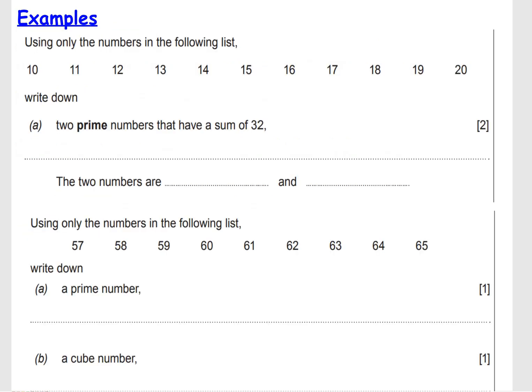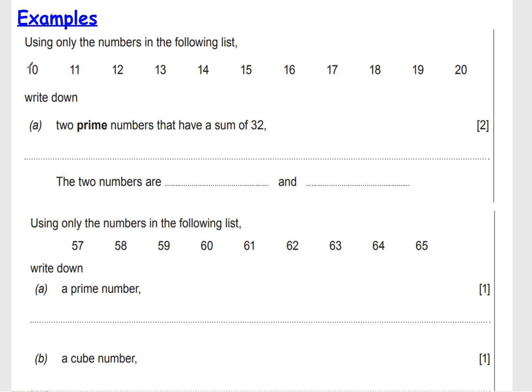So some examples on these. Using only the numbers in the following list, write down 2 prime numbers that have a sum of 32. Well, if we first of all go through the list and cross off any numbers which are not prime numbers, to see what we're left with.